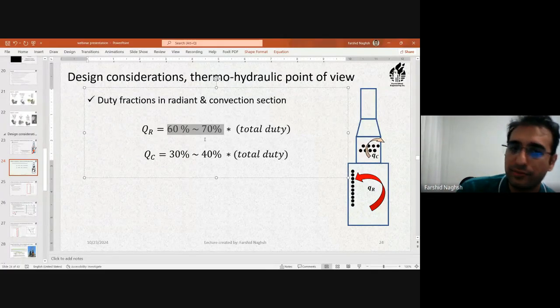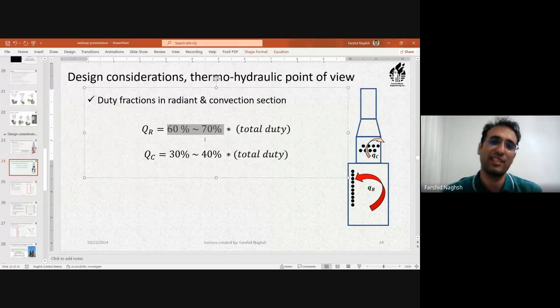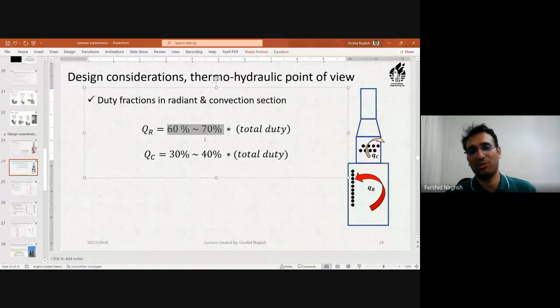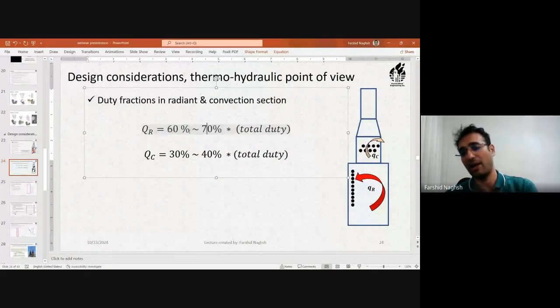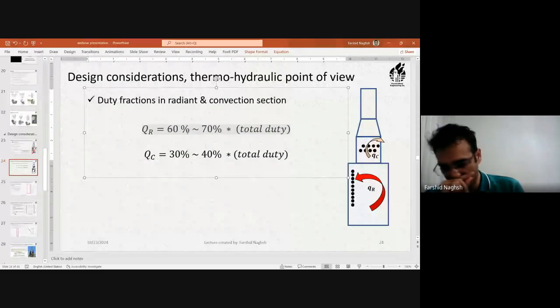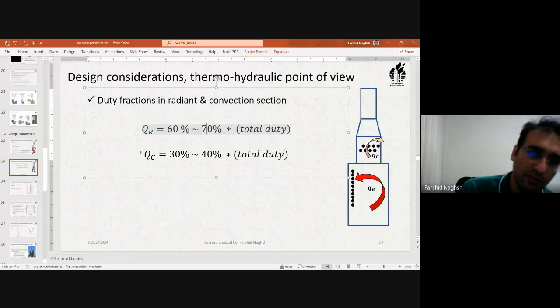So, for example, if you see a thermal calculation report which indicates that the duty inside the radiant section is 20% and 80% is in the convection section, it is obvious that it is totally wrong. So keep in mind that the design must be something around these numbers, and the job of a good designer is to find the optimum duty fraction inside the radiant and convection sections. Okay, moving on.